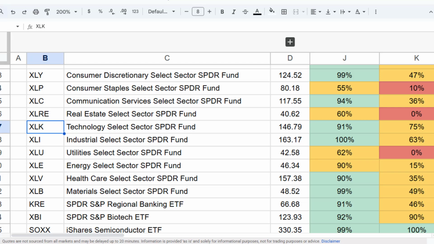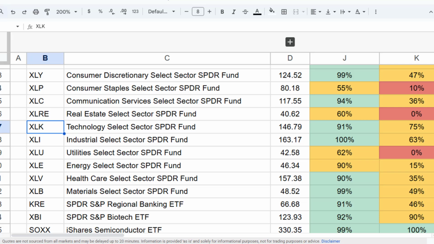Today I will show you one simple Google Sheets formula that answers the question if a sector is strong or weak. You will learn what the SPDR Sector ETFs are, why a 52-week range position matters, why a percentage rank is better than a percentage change, and how to build this step by step in your Google Sheets.